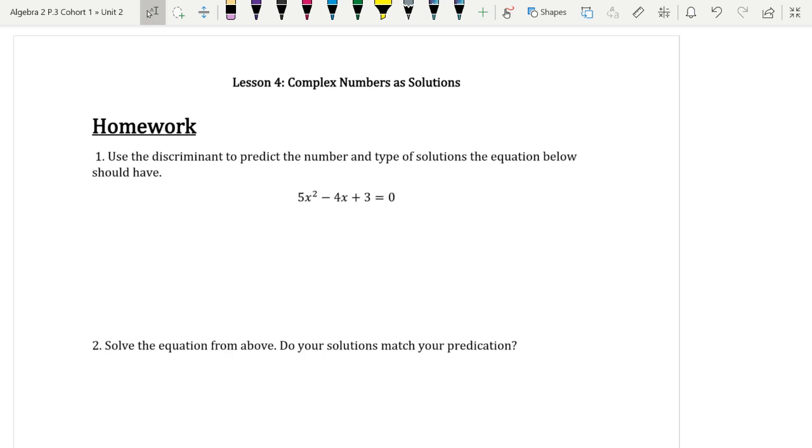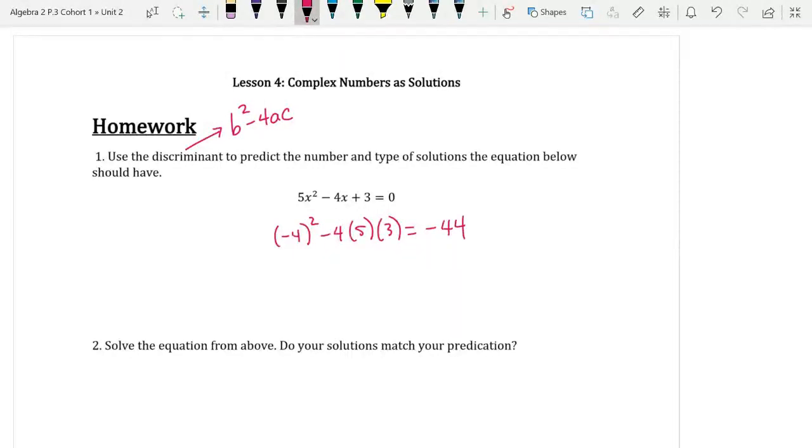So in lesson 4, we took what we knew about solutions to an equation and we applied it now to these complex solutions, these imaginary solutions. So number 1 says use the discriminant to predict the number of solutions for the equation below. Discriminant, remember, is just the b squared minus 4ac part of the quadratic formula. So if I evaluate the discriminant here, I'm going to get negative 4 squared minus 4 times 5 times 3. And that value is going to become negative 44.